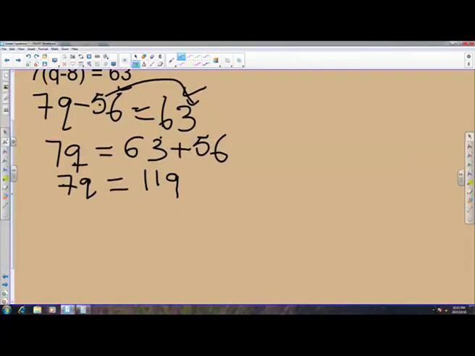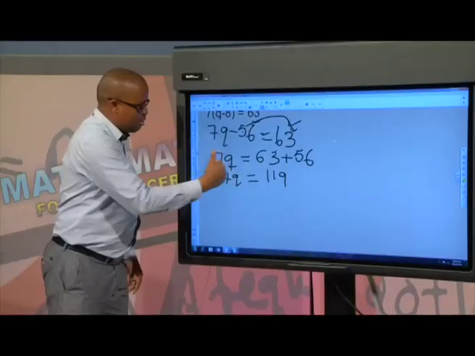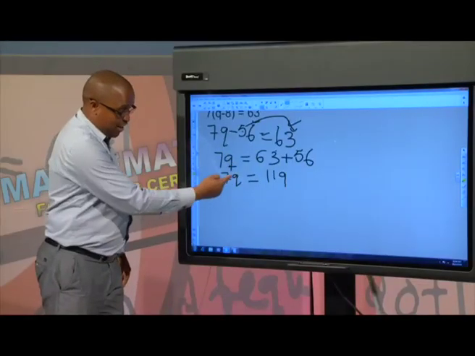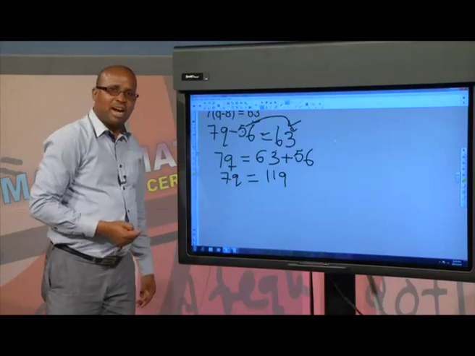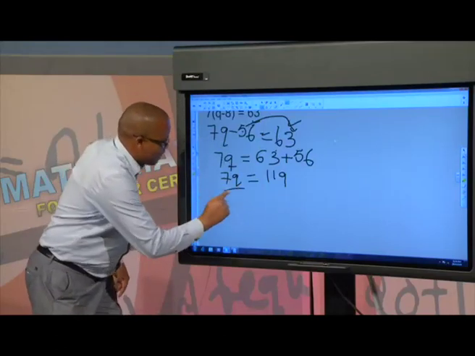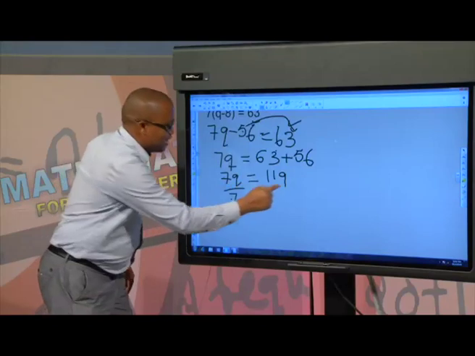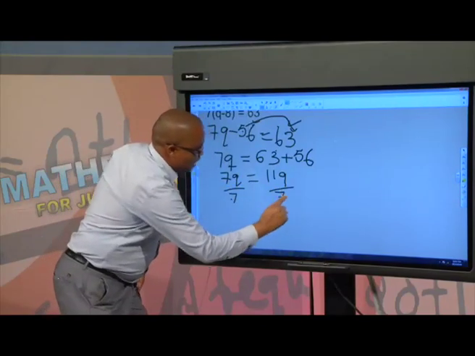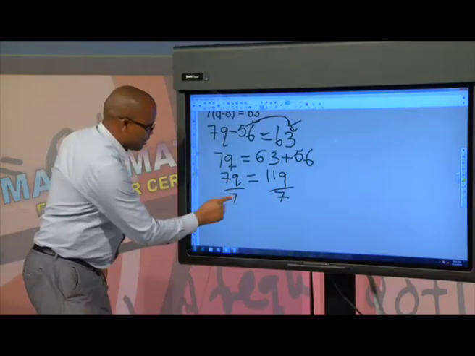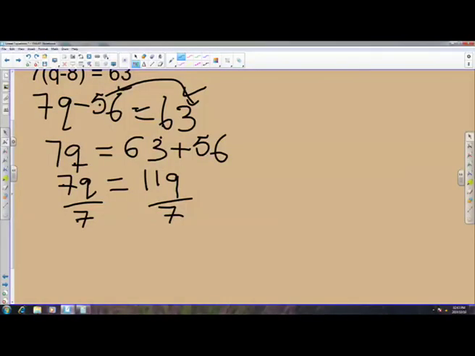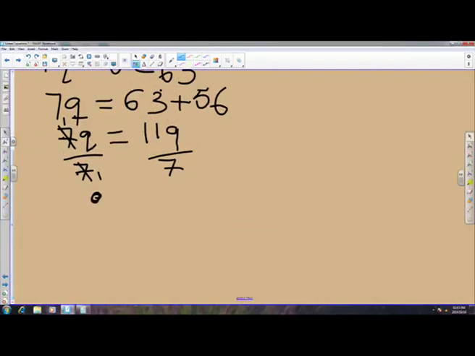Now remember, we are solving for the variable q. We therefore divide both sides by 7 because we are solving for q. Let's divide by 7 here, and then divide this side also by 7. 7 into 7 is 1, so this side, we are remaining with q only.